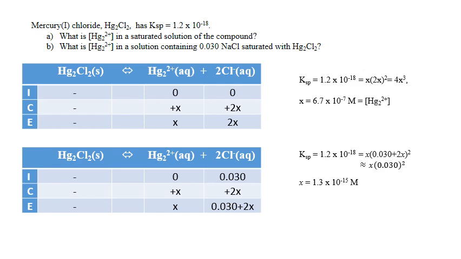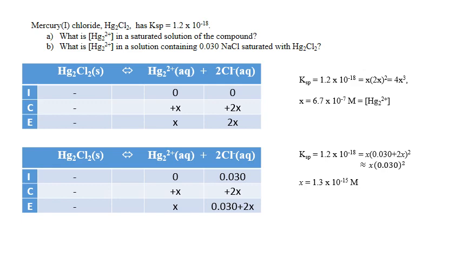Saves us a lot of work here, but think about it. The x before in part A, x was 6.7 times 10 to the minus 7, okay? Now we expect it to be even smaller because we know Le Chatelier's principle. We know the presence of that chloride is going to suppress the dissolution of the mercury 1 chloride. So really 2x compared to 0.030 is nothing. It'll be an extremely tiny number. So we make that approximation, and then it's easy to solve.